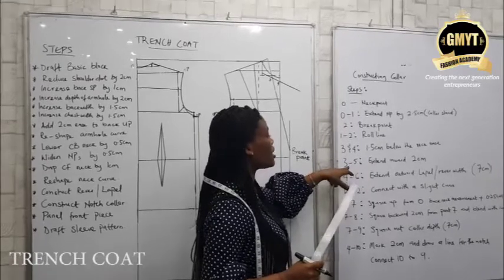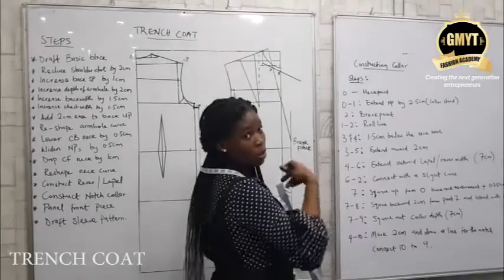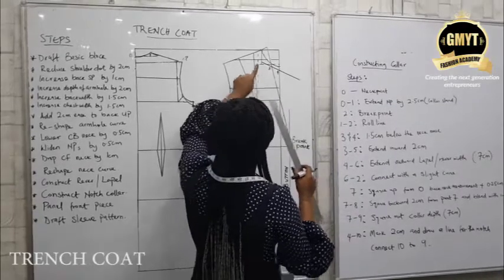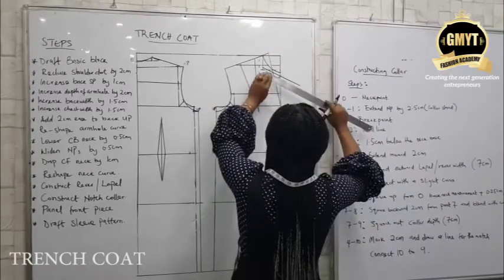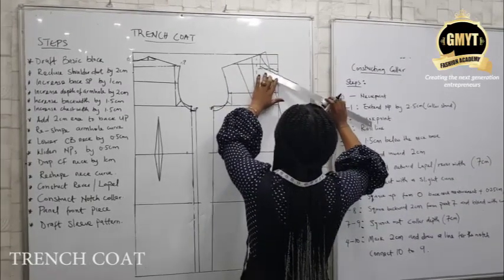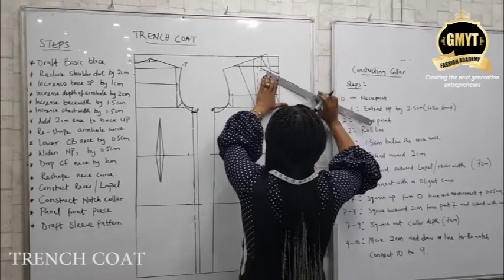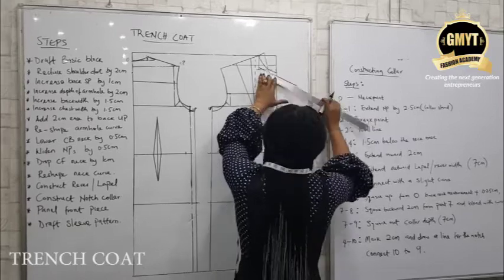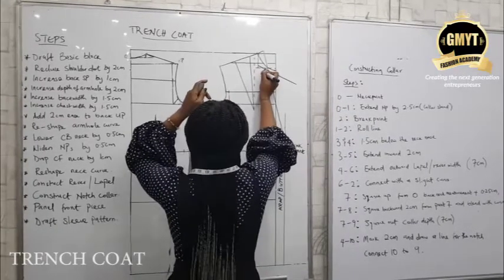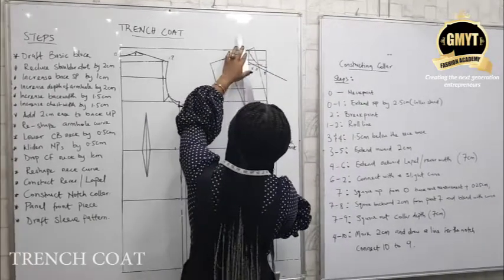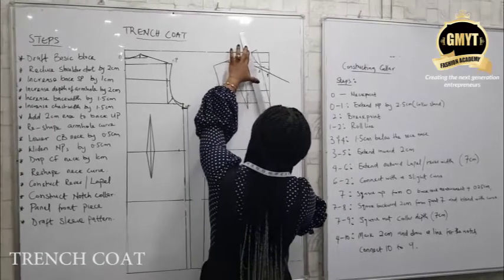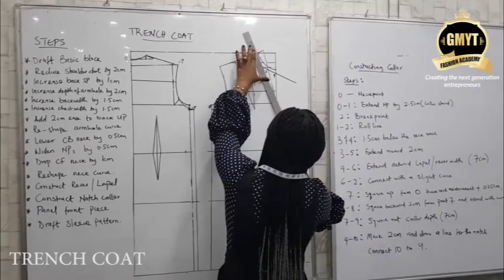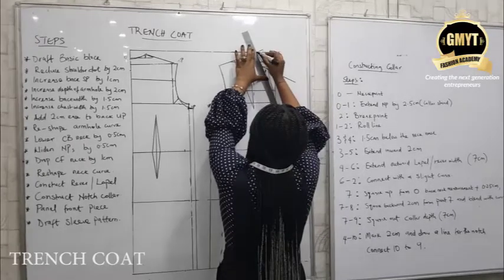So I'm going to extend from point 3 inward 2 cm. So this is my point 3 here. I'm extending inward 2 cm. And after marking that, I label it 5. Then I connect my point 5 to my neck point, like that.